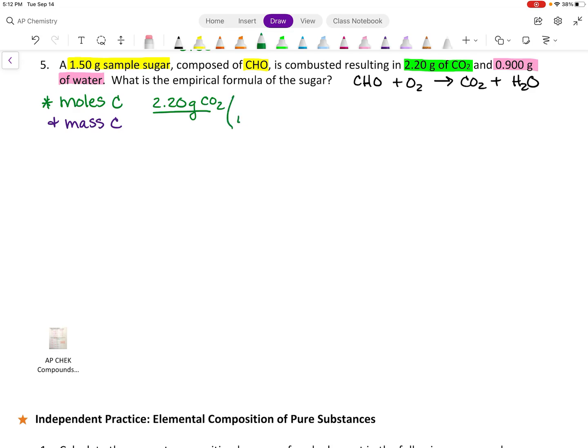We know that carbon dioxide is, and I'm just going to round these to whole numbers for my molar mass, 44 grams of CO2 for every 1 mole of CO2. Now, for every 1 mole of CO2, there's the standard that we know that there's 1 mole of carbon, right? Because for every molecule of CO2, we only have 1 carbon.